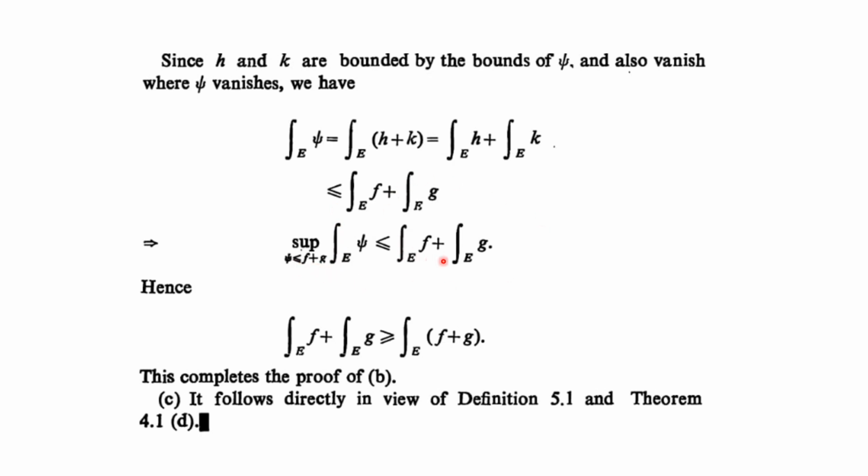Since our right hand side is independent of the psi function, and this inequality holds for each bounded function psi which is less than or equal to f plus g, we can take the supremum to the left hand side. This also holds. Now this is nothing but the integral of f plus g over E. So now we have the reverse inequality. Combine these two inequalities, we will get the proof.